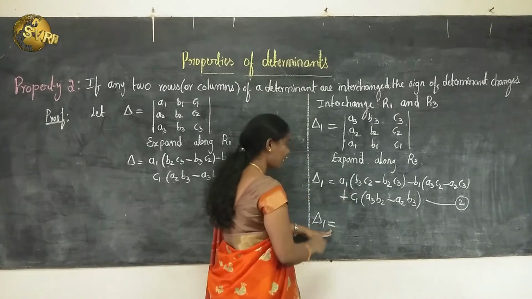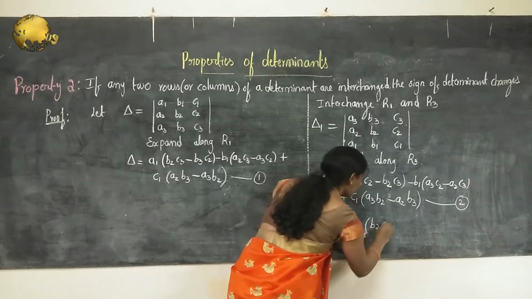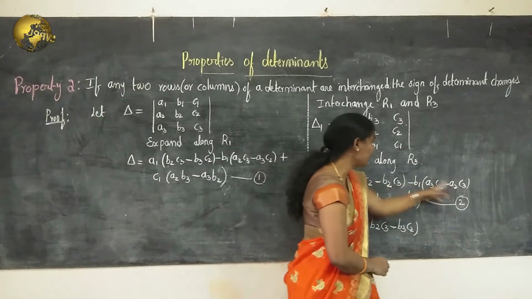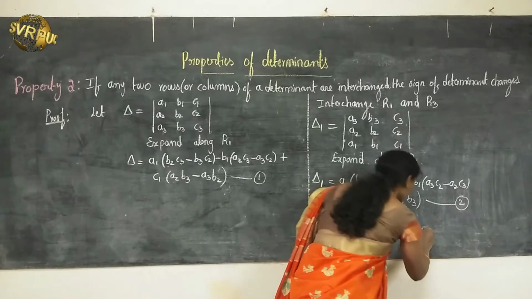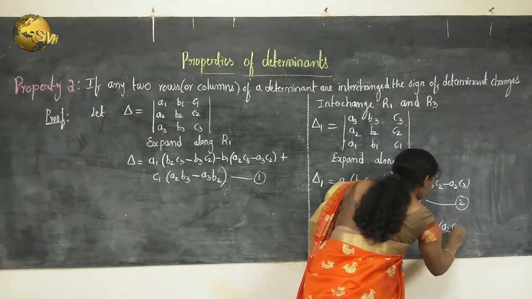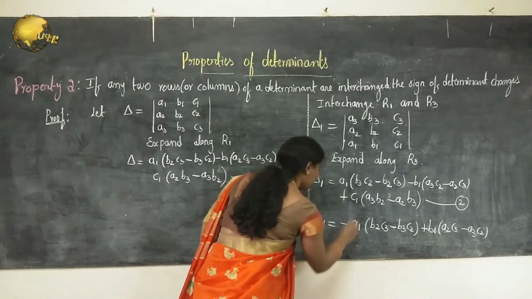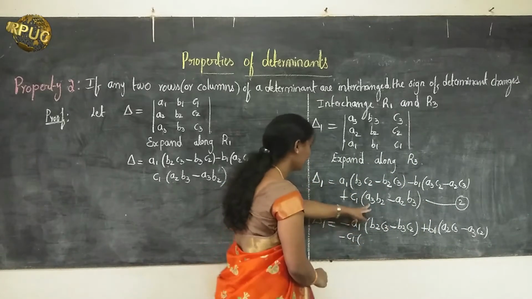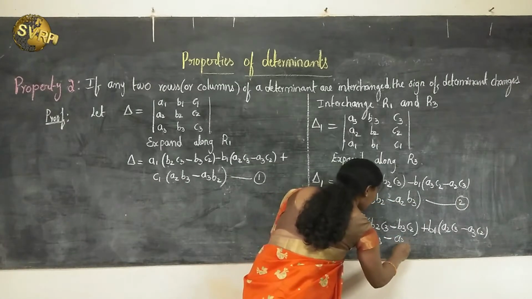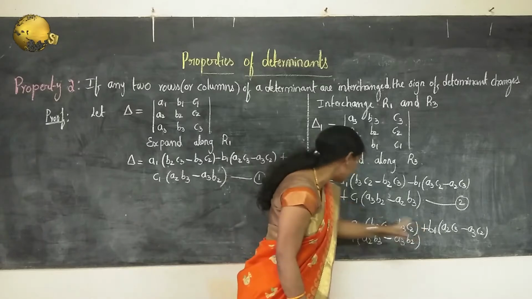So if I take the minus sign out here, that is minus A1 into (B2 C3 minus B3 C2). Okay. If I remove the minus sign here, that becomes minus into minus, plus B1 into (A2 C3 minus A3 C2), and then here C1 into (A2 B3 minus A3 B2). Okay. From all this, see here it is minus sign, this is plus, this is minus.